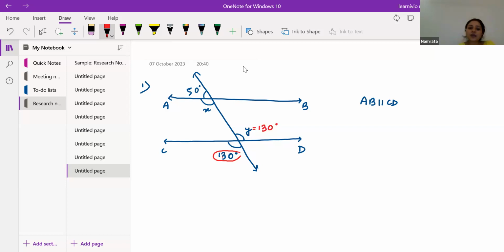Degree here, X and this 50 all together are making 180 degree because both are sitting on the same straight line, right? We can say here, if this is point O, if this is D, then this X plus 50 will be 180 degree because both are a linear pair, and from there we will get the value of X. X will be 180 minus 50, that is 130 degree. So X is 130.